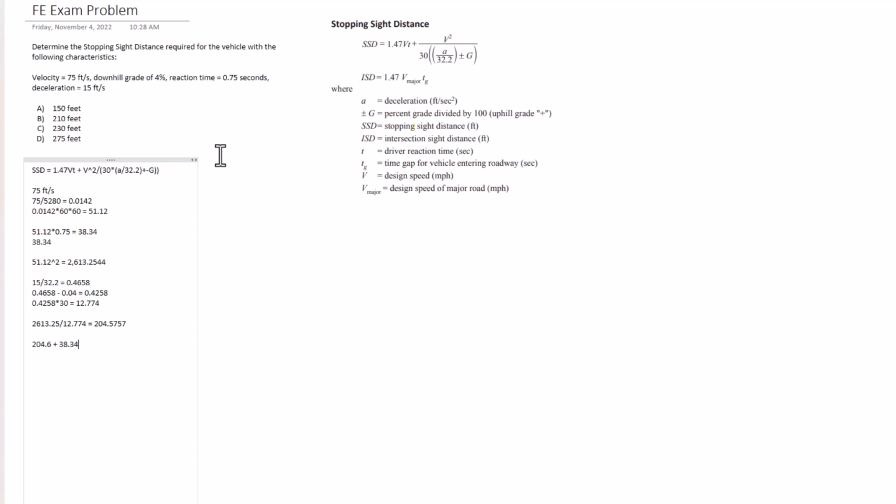So this is a calculation dense problem here. We get about 242.94. I'm going to go with the closest answer here being answer C, 230 feet.